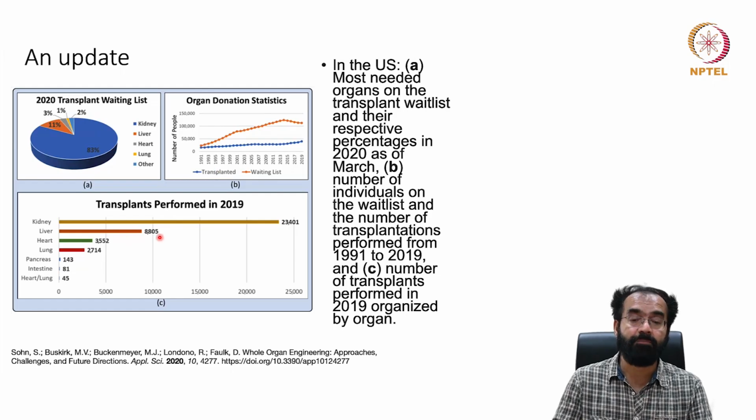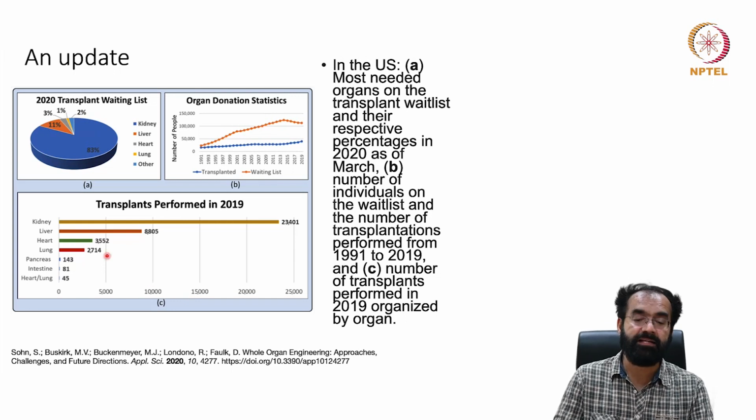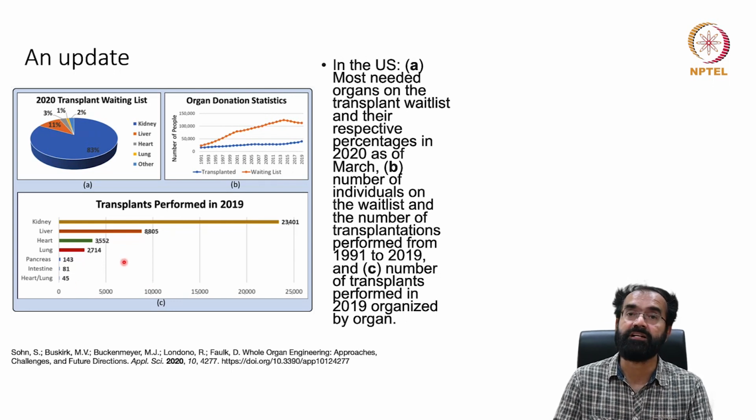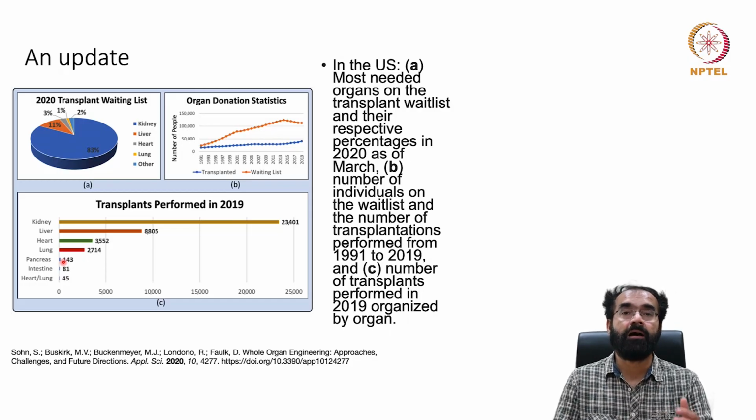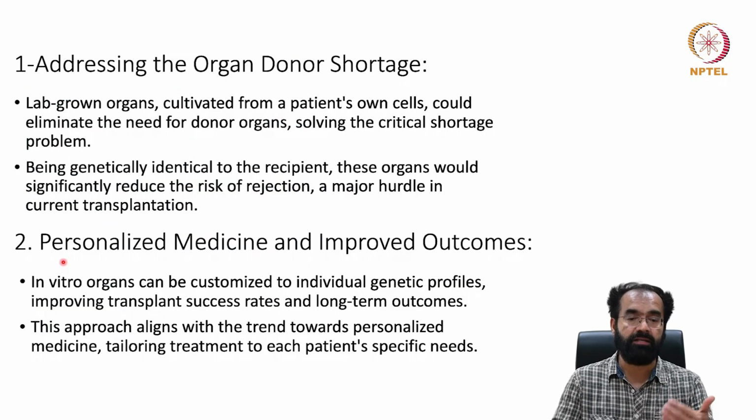And the transplants performed in 2019 alone is around 23,400 transplantations in the US alone. For kidney that much, and for liver it is around 8,000, and so on and so forth. So just in 2019 alone, you can see the number of transplantations. That number is huge. Pancreas, intestine, lung, etc. So it is an alarmingly large number, and the requirement is increasing.